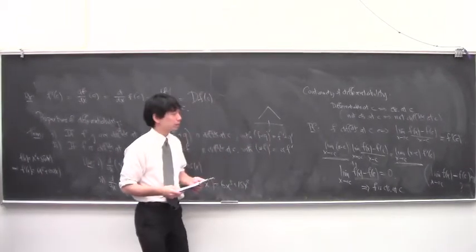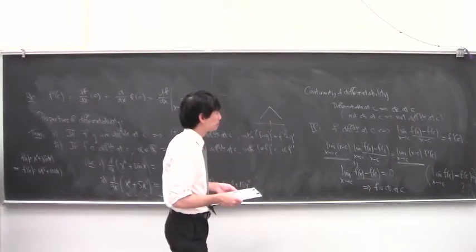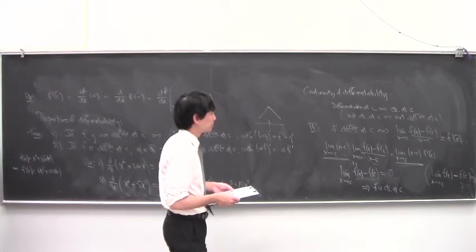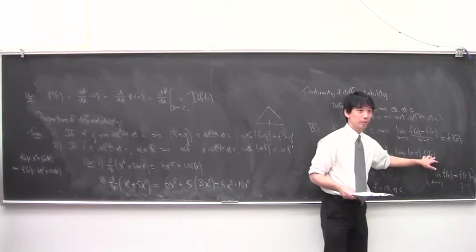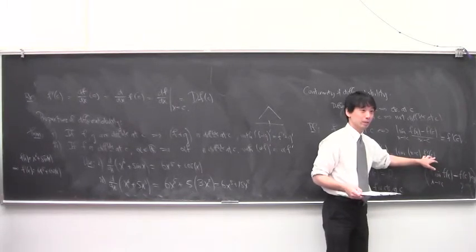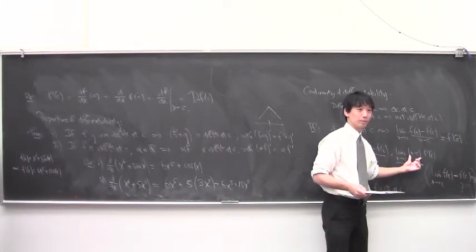Yeah, Claire. How is the limit as x goes to c of x minus c times f prime of c 0? f prime of c is just some number, right? Like 5 or something. And x minus c goes to 0, so you get 5 times 0.